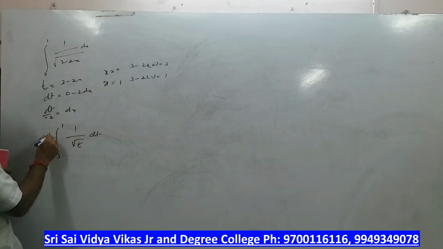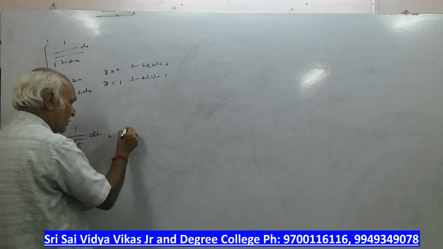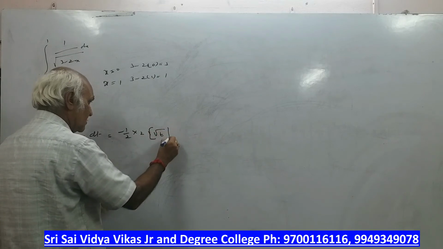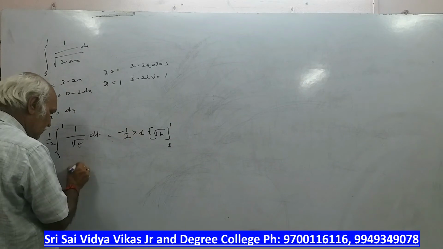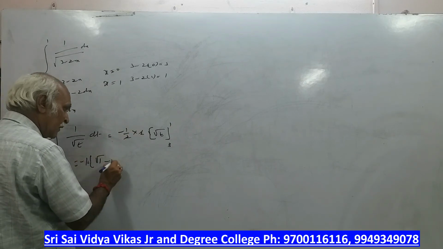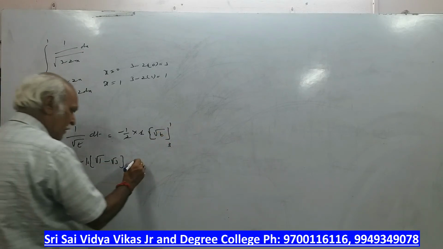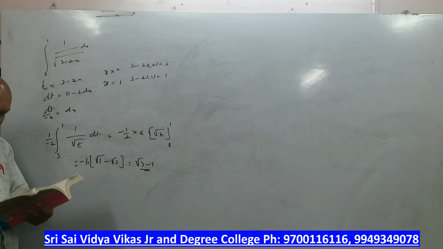But here minus 1 by 2 is outside. This is very important. So this becomes minus 1 by 2 into 2 of root t, upper limit is 1, lower limit is 3. So this 2 will get cancelled, minus 1 into root 1 minus root 3. Upper limit minus lower limit. So this becomes, if you open the bracket, root 3 minus 1. Same problem, we have changed the limits, find out the answer.